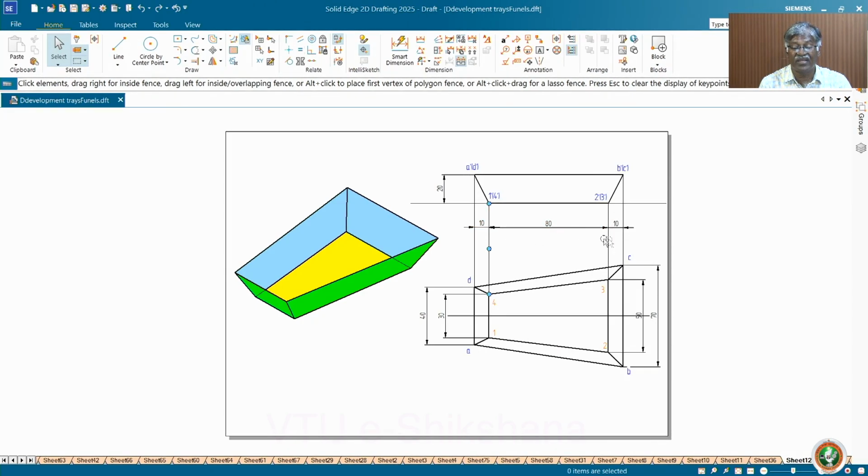It can be varied. This can be 20. This is 10, or this is 20. This is 10, or the same distance. No problem. As per the given dimensions, you have to draw the tray, top and front view.